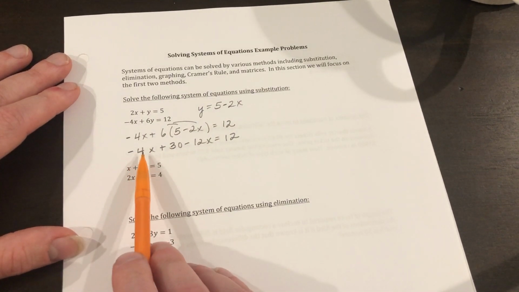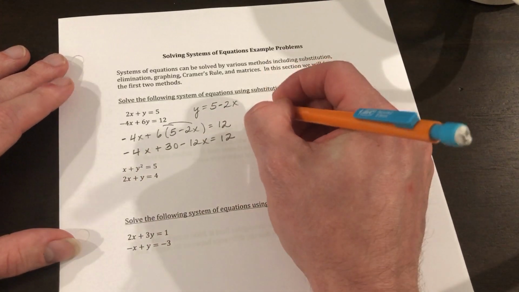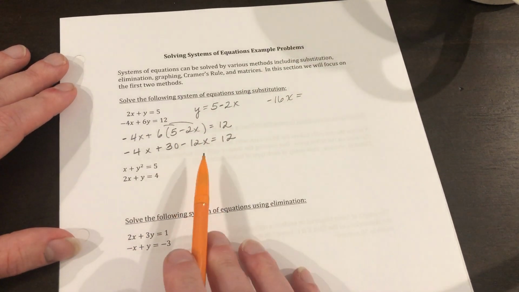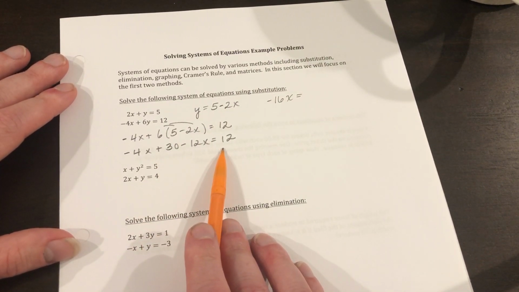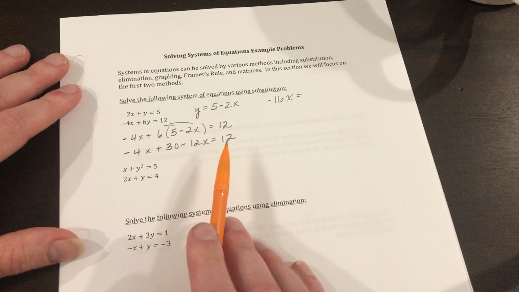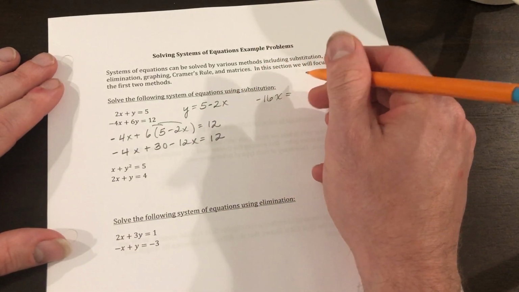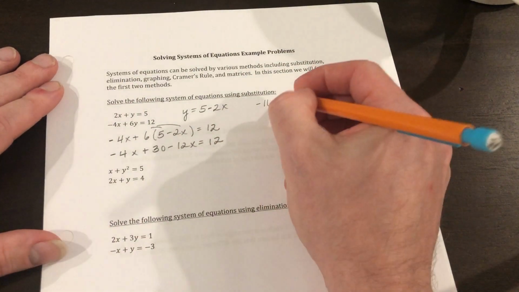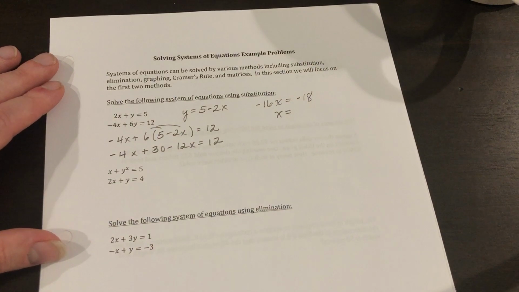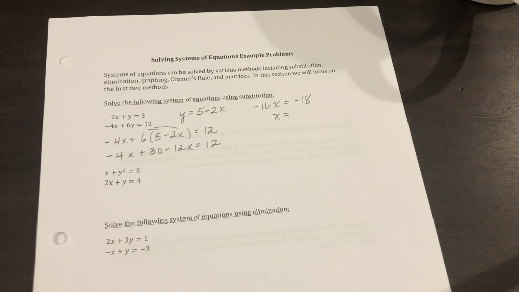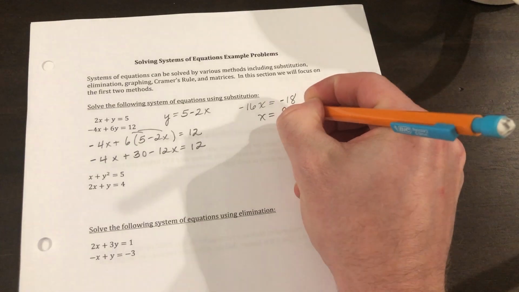Okay, so we get negative 4, negative 12, that's negative 16. And I'm going to move this 30 over here. Okay, so 12 minus 30 is a negative 18. Something's not, is that right? Okay, so I'm going to solve for x. And I get 9/8 whenever I reduce the fraction.